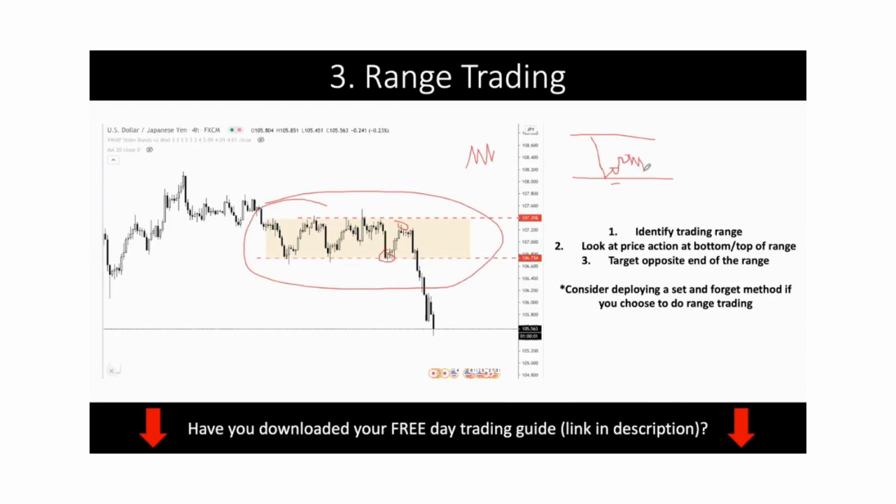What happens is that price does this, and finally hits the target. So why does this happen? This happens because in a range trading scenario, the market is choppy, so things are going to take time. If you do decide to trade the range as your swing trading strategy, then what you want to do is deploy what I call a set and forget method.